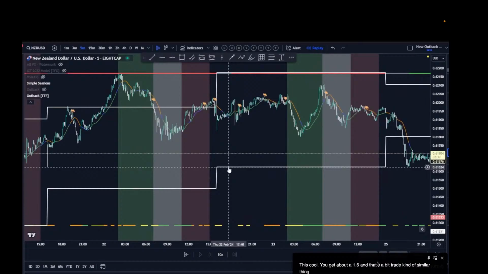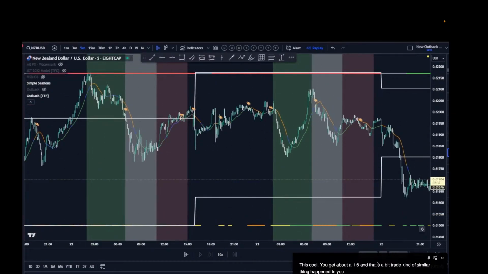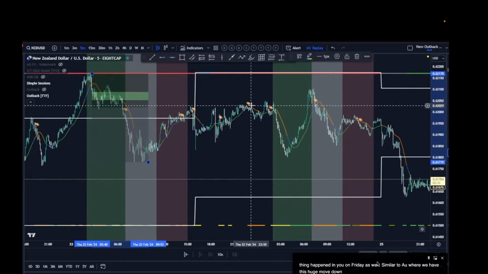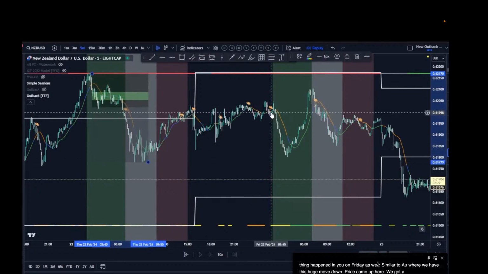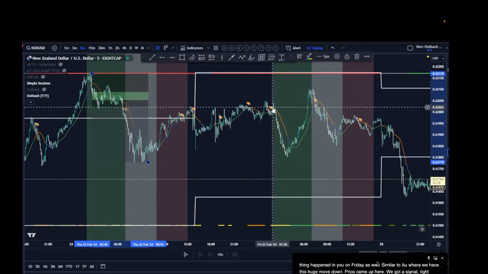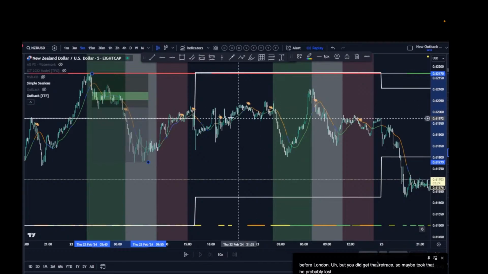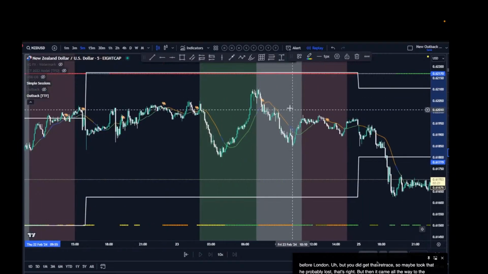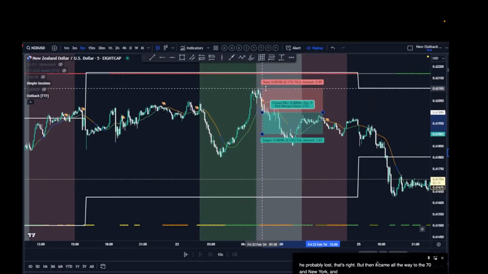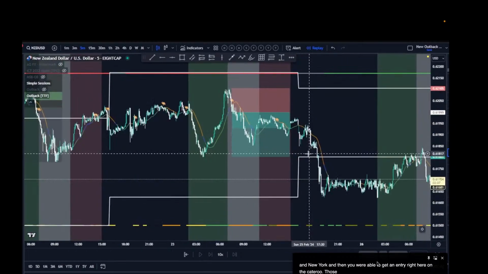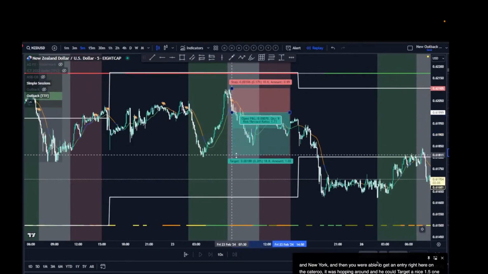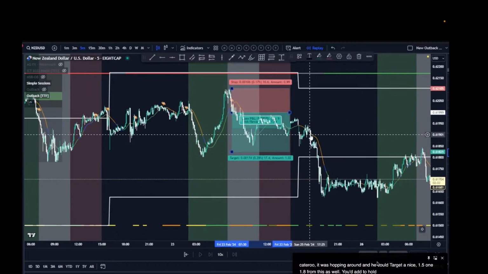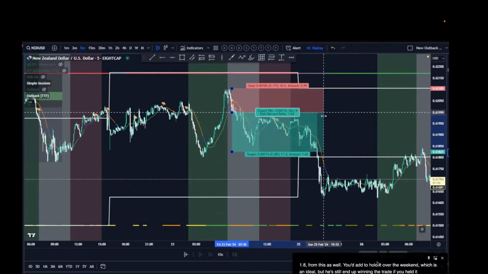Kind of similar thing happened in EU on Friday as well, similar to AU, where we had this huge move down. The price came up here. We got a signal right before London, but you did get that retrace, so maybe you took that. You probably lost that trade, but then it came all the way to the 70 in New York, and then you were able to get an entry right here on the Kangaroo. It was hopping around, and you could target a nice 1.5, 1.8 from this as well. You would have to hold it over the weekend, which isn't ideal, but you still end up winning the trade if you held it over the weekend.